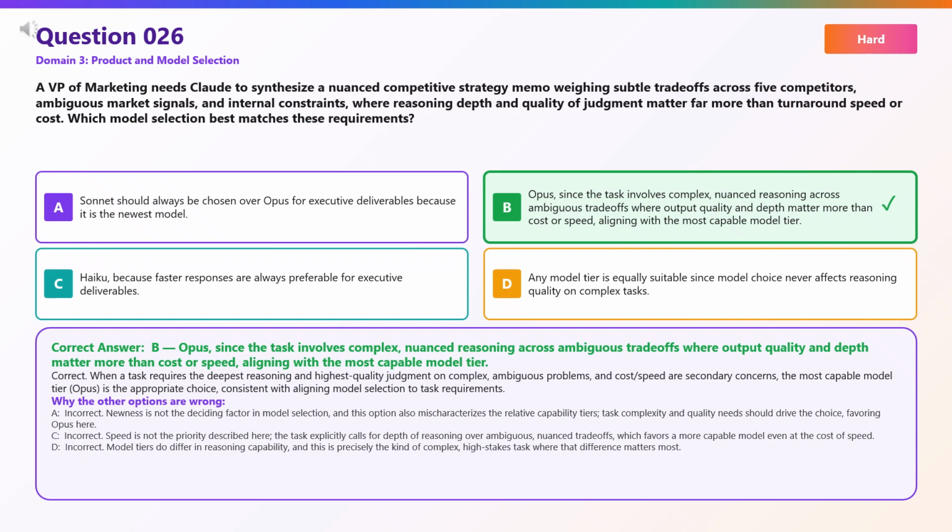Now, why the other options are wrong? A. Sonnet should always be chosen over Opus for executive deliverables because it is the newest model, is incorrect. Newness is not the deciding factor in model selection, and this option also mischaracterizes the relative capability tiers. Task complexity and quality needs should drive the choice, favoring Opus here.